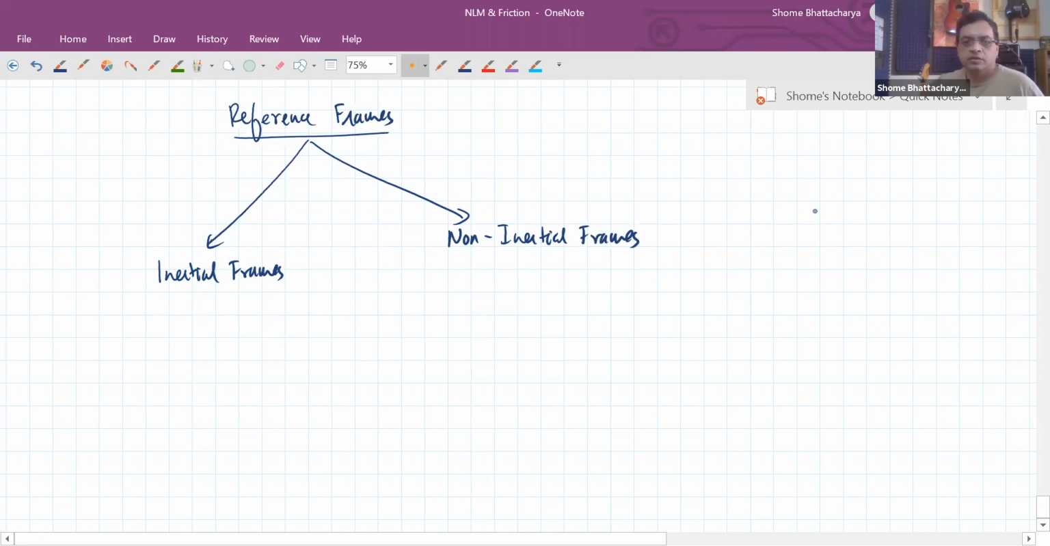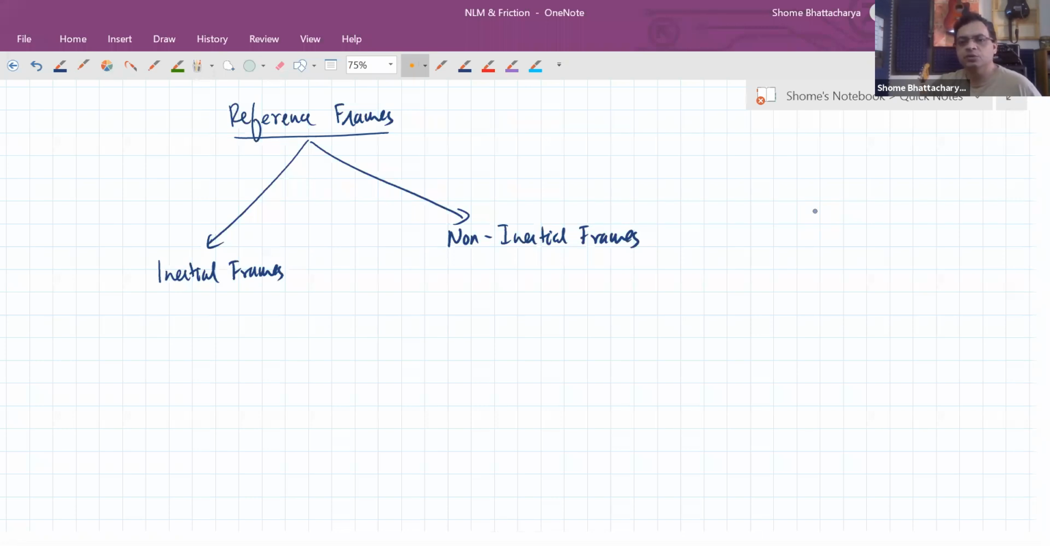So a frame that is at rest is like an absolute inertial frame, and any frame that is moving in non-accelerated motion, or in uniform motion, with respect to our absolute frame is an inertial frame. But in that sense, it would be very difficult to describe or define an inertial frame, because motion is always relative. So what do we mean by something which is at absolute rest?